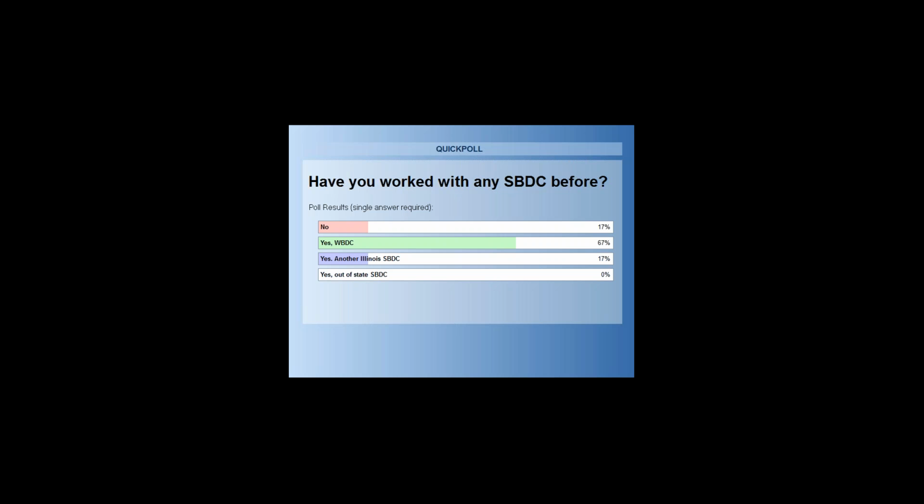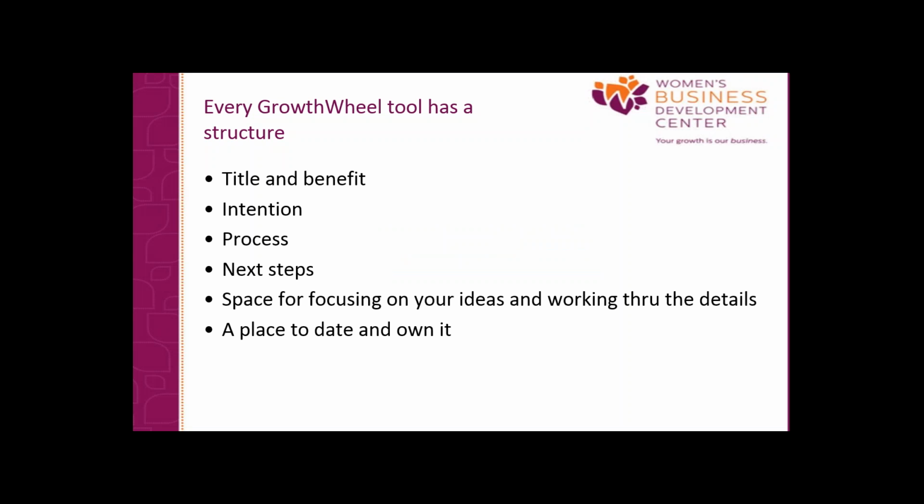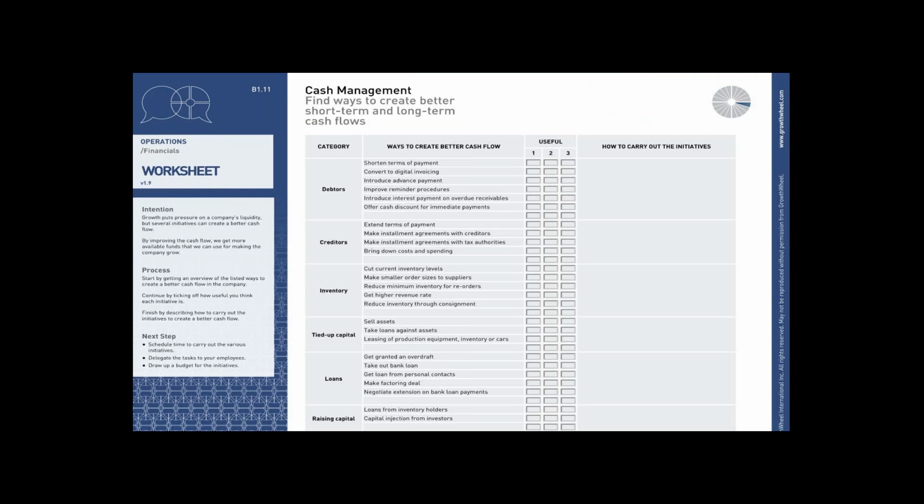Okay, so we're going to be in the financials, and I want to remind everybody again that every Growth Wheel tool has a structure. So we're going to start with cash management, which seems like a logical one for today. There is a title and benefit. There is an intention, which is really the goal of this particular tool. There's a process that you can use to use the tool. There's next steps. And then there's the space for letting you actually focus on your ideas and work through the details. And then at the bottom, there's a place to date and own it, which isn't showing up here because it doesn't fit on the page. But just take my word for it. It's at the very bottom. And sometimes dating it can be helpful when you go back and see where you're at.